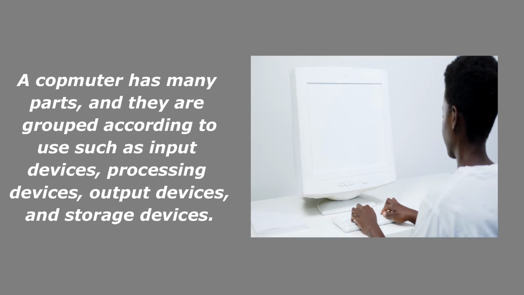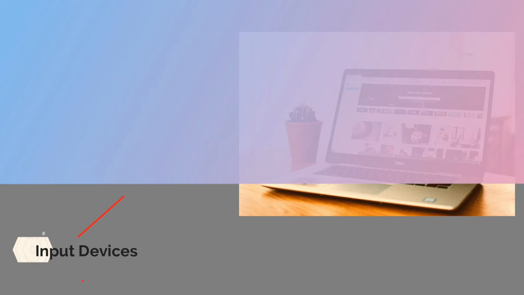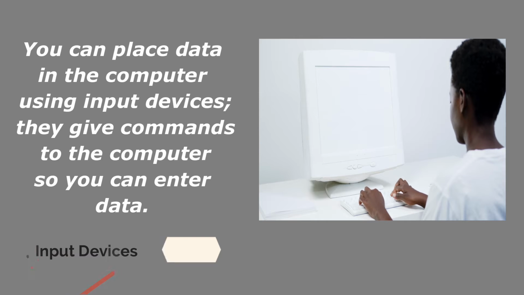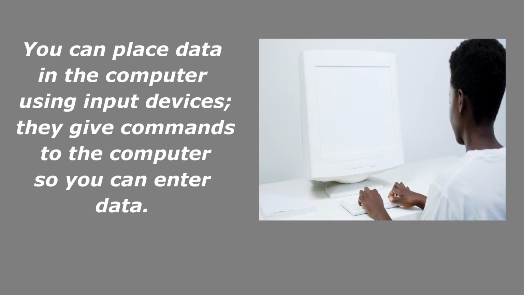A computer has many parts, and they are grouped according to use, such as input devices, processing devices, output devices, and storage devices. You can place data in the computer using input devices. They give commands to the computer so you can enter data.